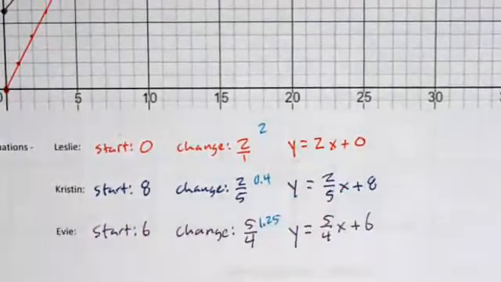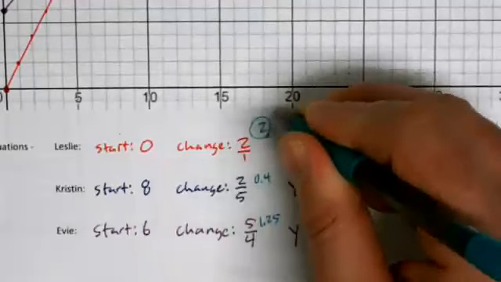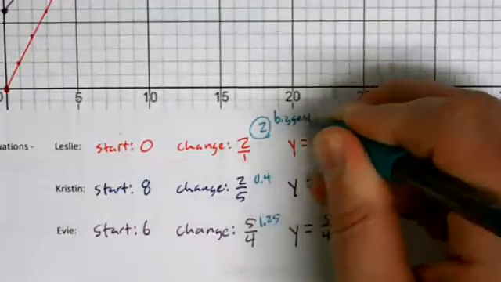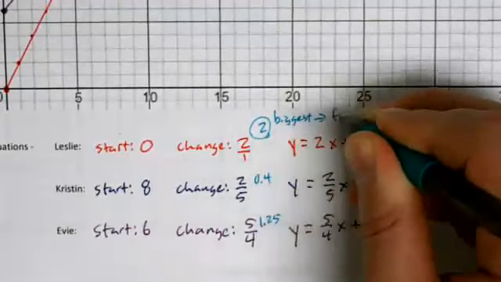So I'd say you're absolutely right. Yeah, Leslie definitely has the biggest number for the change. If we look at them all as decimals, so we can actually compare them, Leslie has the biggest number for change. So because this is the biggest, that means that Leslie is the fastest.